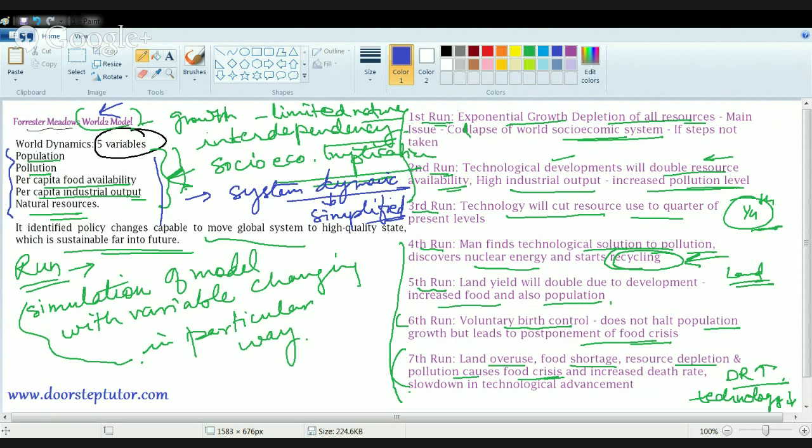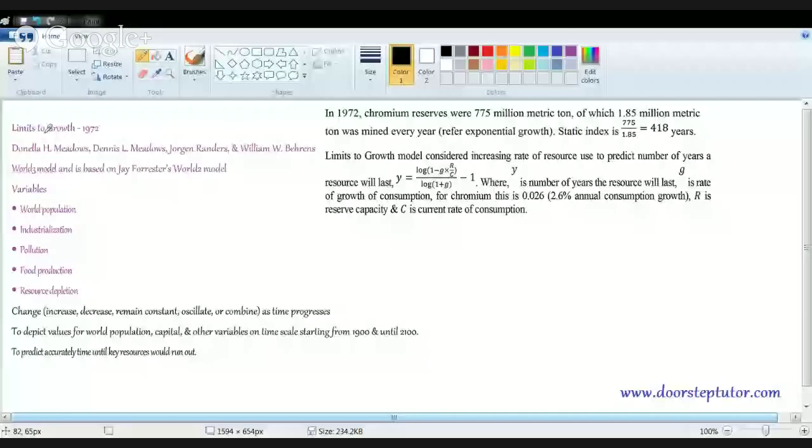Now we'll move on to the next model, that is the World 3 model or limits to growth. So the limits to growth model was propounded in 1972 by Donella Meadows, Dennis Meadows, Jorgen Randers, and William Behrens. It's based on J. Forrester's World 2 model and is also known as the World 3 model.